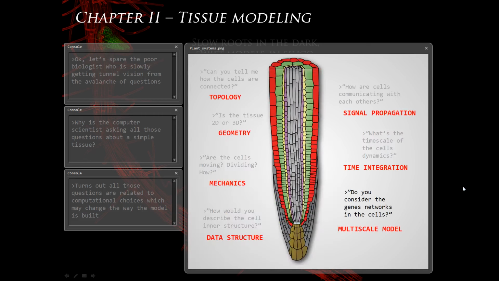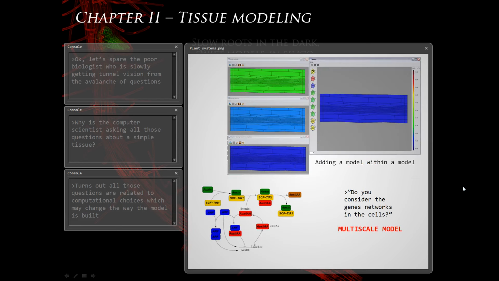So, last question: do you consider gene networks in the cells? It's related to the topic of multi-scale modeling. Basically, what the computer scientist is asking is whether you have to add a model within a model, having a network which defines for all kinds of genes or molecules their behavior on the cellular level, and having the cells themselves exchanging signals, reacting to each other. So basically the whole multi-scale deal.